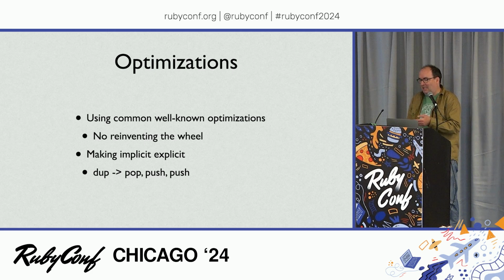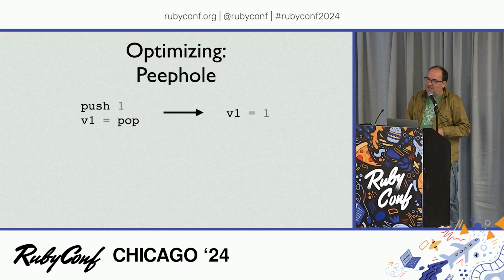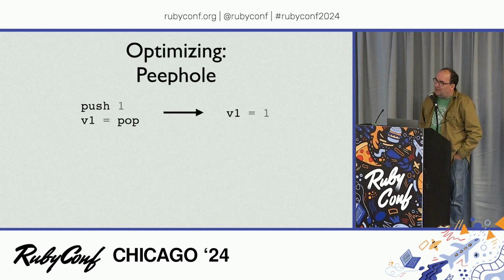And I did the dupe thing for a reason for the first optimization, which is to do a simple peephole optimization. So with the peephole optimizations, you take one set of instructions and you look for a pattern that makes it better, generally faster. In this case, I'm using a very specific one. If you see a push followed by a pop, you can eliminate both of those and just make it into an assignment.